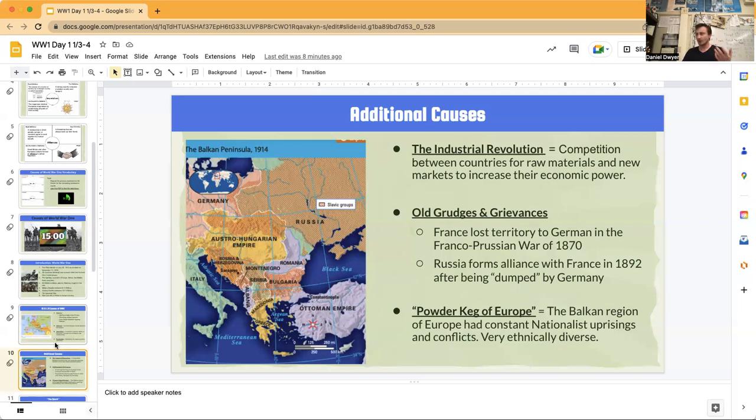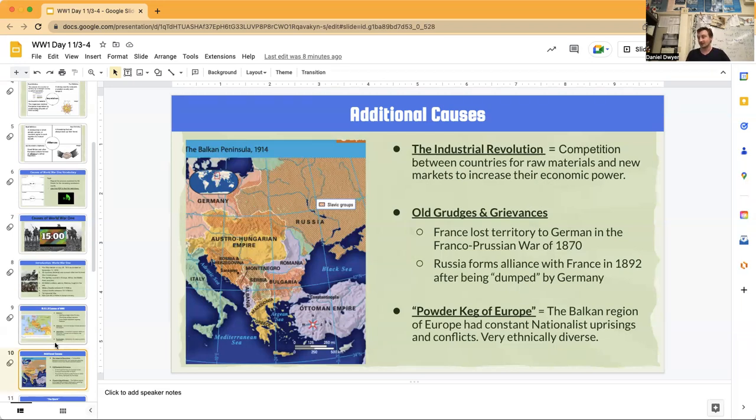Other causes are old grievances. So there were previous wars. War doesn't just happen and then stop. So France had a grudge against Germany because of the Franco-Prussian War of 1870. And so France is kind of going to be jumping at the bit to declare war on Germany, win that land back, right?